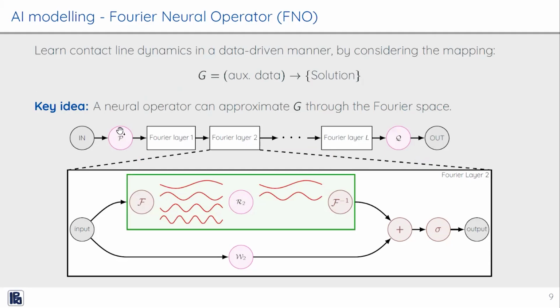So the input is lifted into a higher parameter space with operator P, we apply a series of Fourier layers, and then we bring the solution with operator Q down to the output space. And in each Fourier layer, you see that there is one branch where we do a Fourier transform, and we learn the weights of each Fourier mode inside the Fourier space. So that's the novelty here.